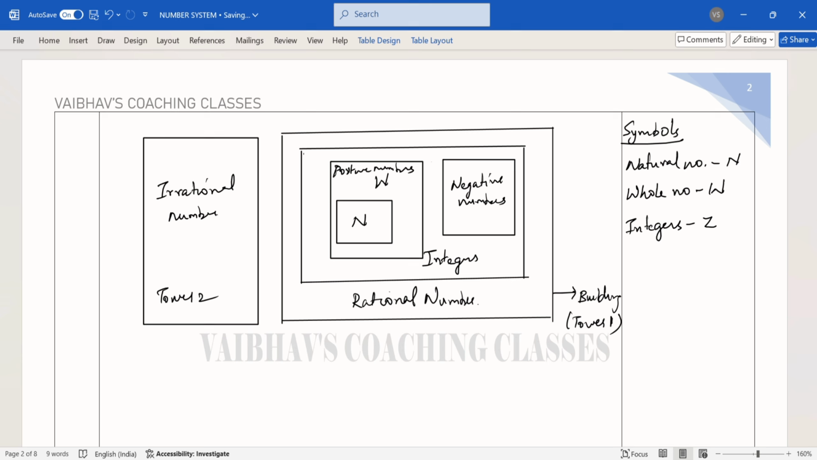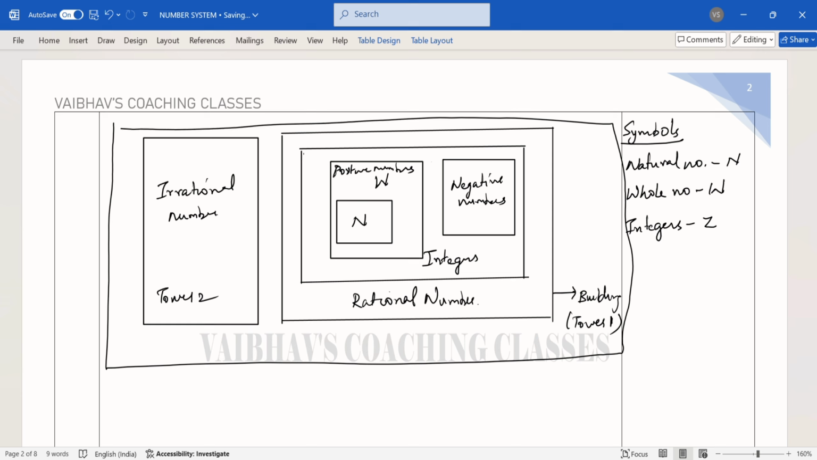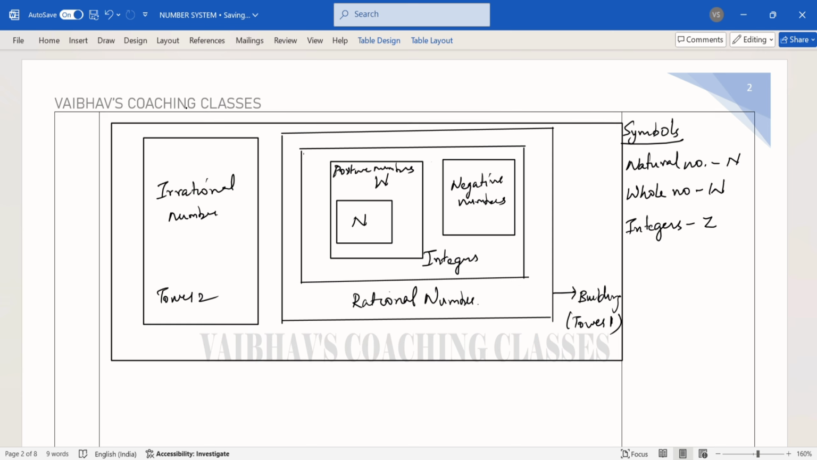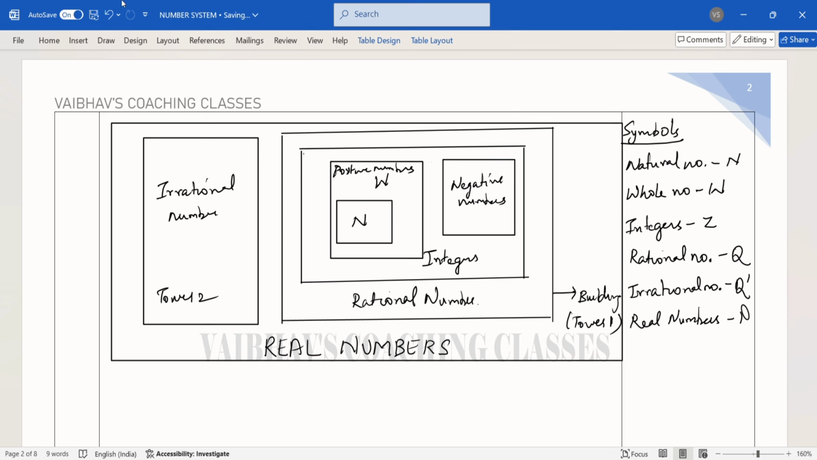And your whole society is nothing but real numbers. So irrational numbers can be represented by the letter Q dash. And next comes the real numbers. And real numbers are represented by the letter R. Oops, there is some mistake, and we will write it down again. And this is represented by the letter R.